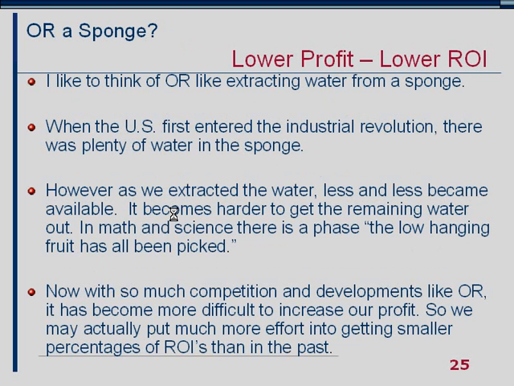So I like to think of operations research management science as a sponge. It's like you have a sponge full of water and you're trying to extract the water from that sponge. When the U.S. first entered into the Industrial Revolution, there was plenty of water in the sponge. Many companies, many industries, factories were highly inefficient. So with the first studies that were done on how to improve efficiency, you saw these huge returns on investment because no studies had ever been done.